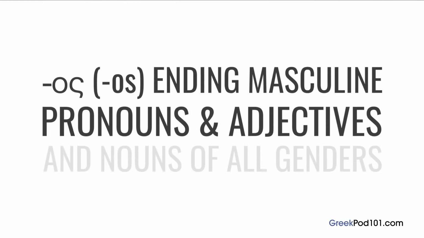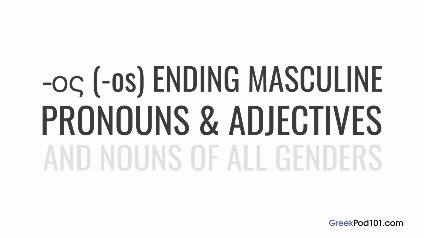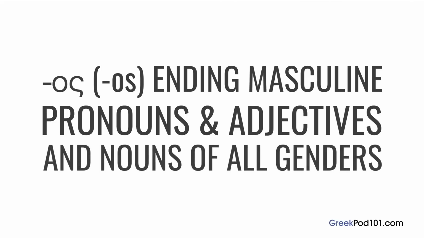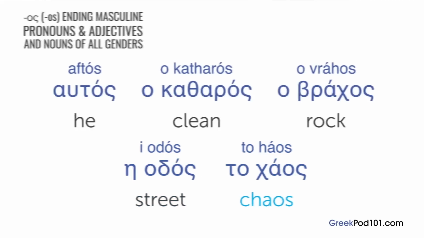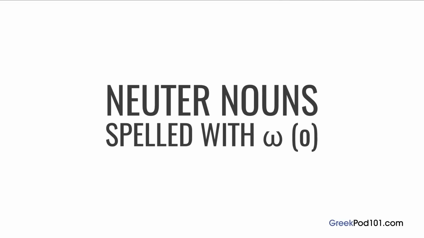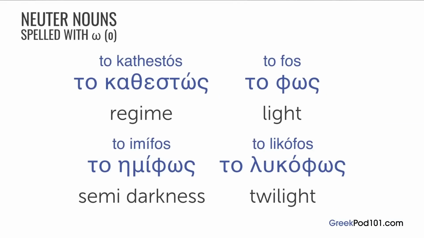First, let's see which words have omicron in their ending. The biggest category here are the os-ending masculine pronouns and adjectives and nouns of all genders. For example, αυτός, he, ο καθαρός, clean, ο βράχος, rock, η οδός, street, and το chaos, chaos. There are a few neuter nouns though that are spelled with omega instead, such as το καθεστώς, regime, το φως, light, το ημίφως, semi-darkness, and το λυκόφως, twilight.